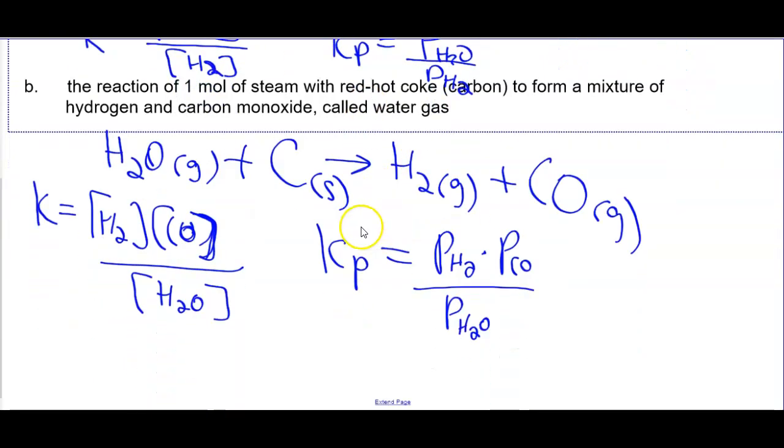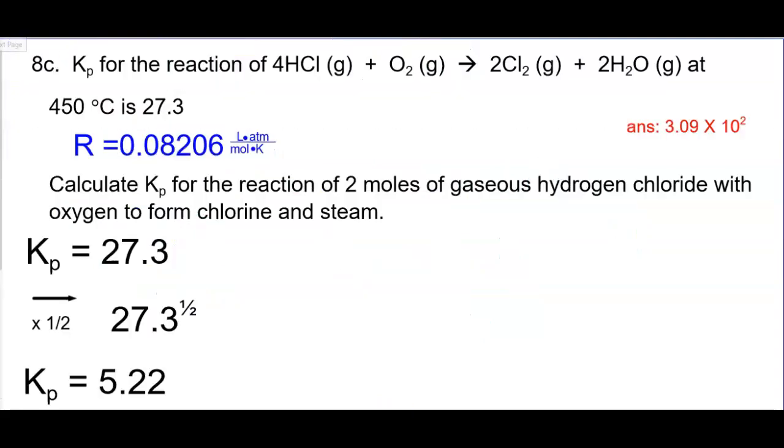Another example here. Again, I need to write it for the reduction of 1 mole of steam. So I'm reducing 1 mole. First you'd have to write it and balance it. Both of these happen to already be balanced, so you didn't have to do any adjusting there.